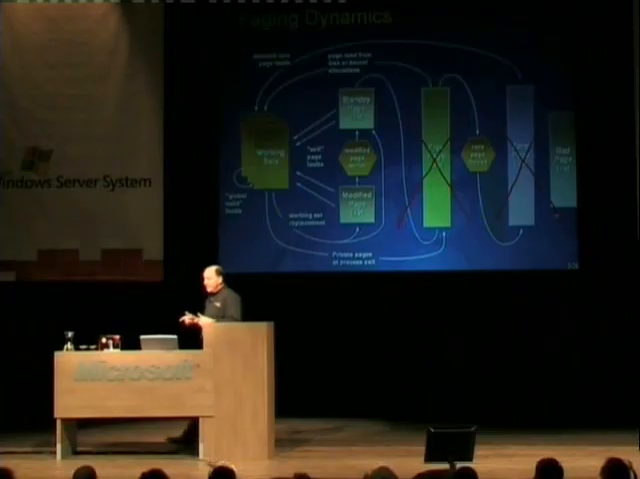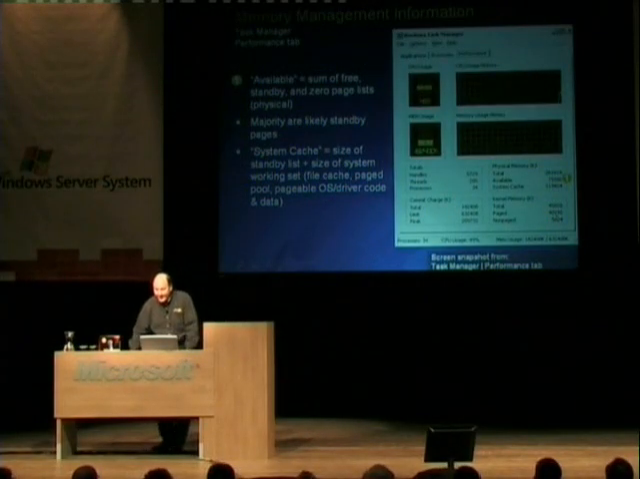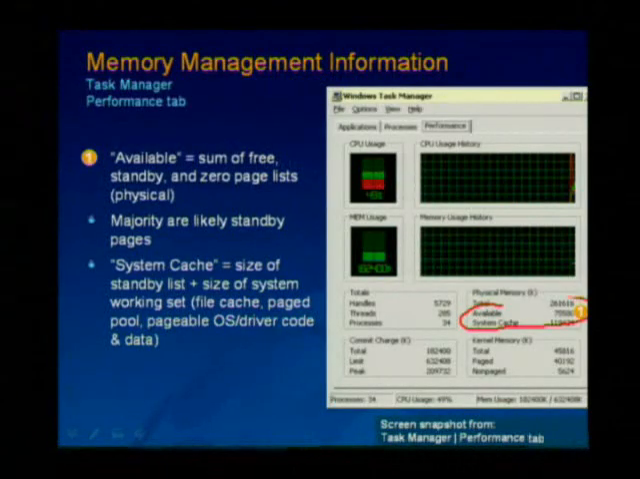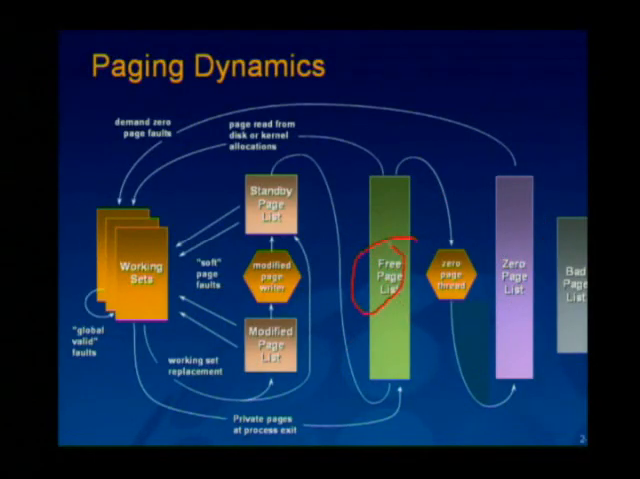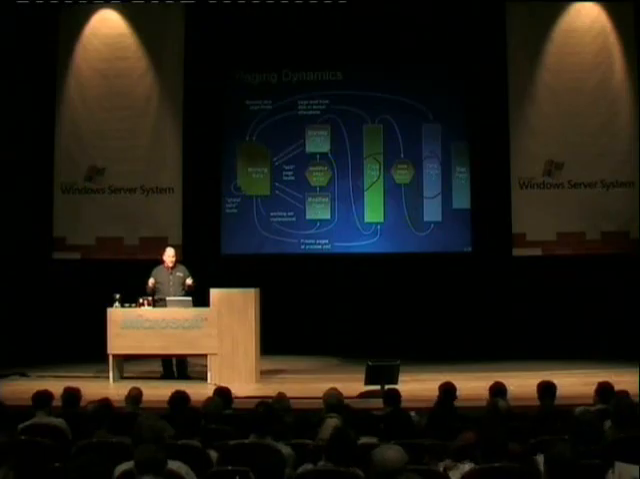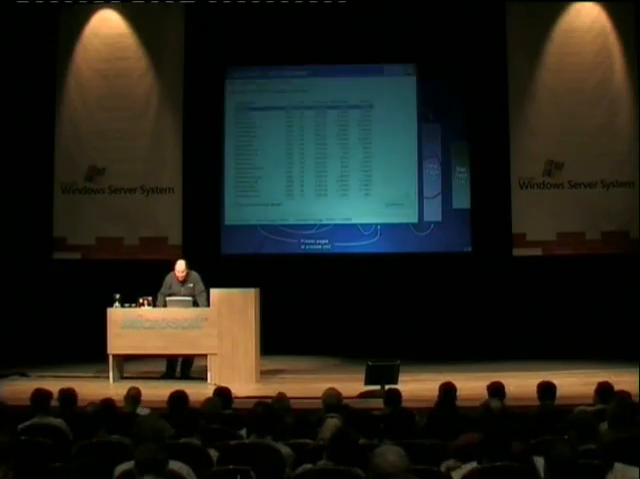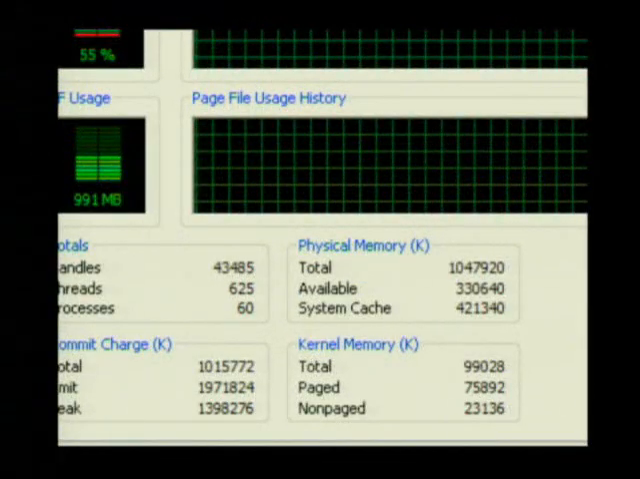So now, we can put a nice definition on available memory. Available memory in Task Manager is the sum of all three of the lists on the right. The free list, the standby list, and the zero list. That's what the system considers to be the available memory. That's what that performance counter means. It's the sum of those three lists. But that number by itself, when you bring up Task Manager and look at it, so my system has 330 megs of available memory.